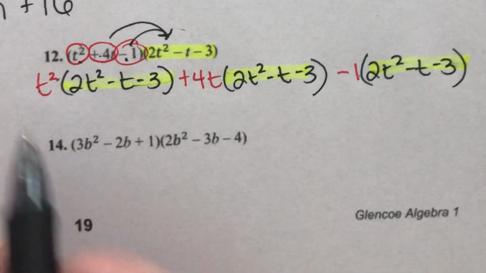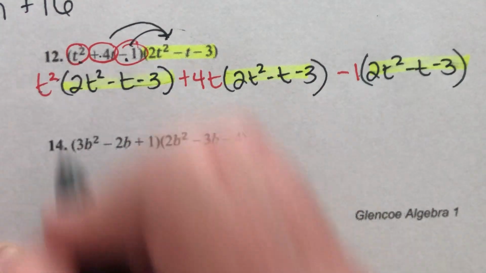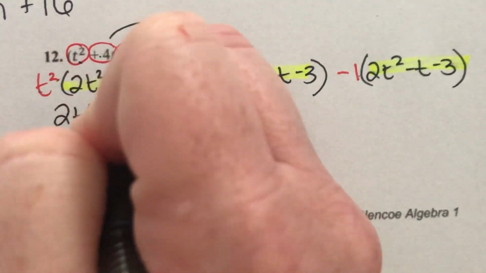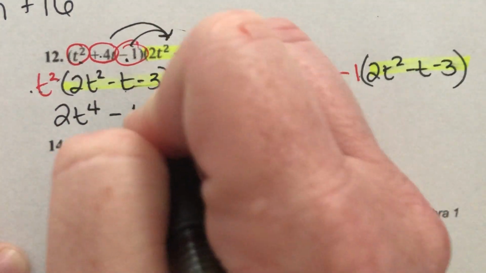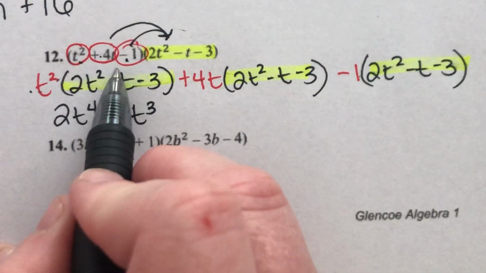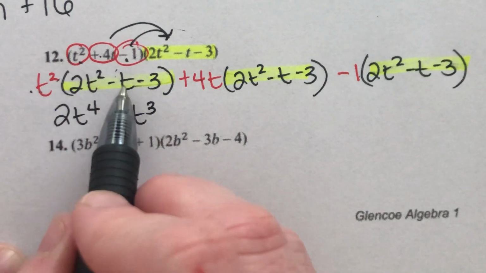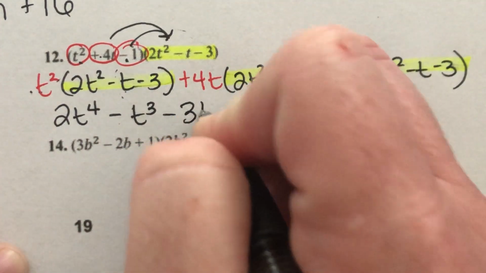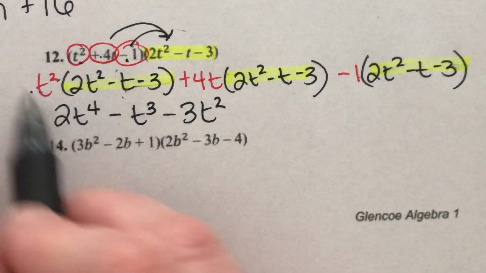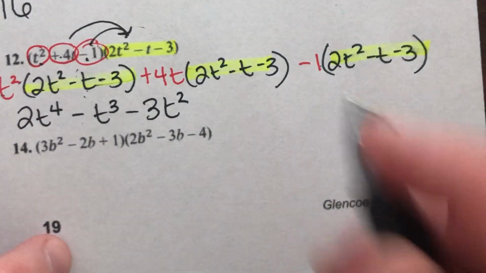All right, then I want to start simplifying. So t squared times 2t squared is 2t to the 4th. T squared times negative t is negative t to the 3rd. Right, this is like a negative 1, so it goes in front. T squared times negative 3 is negative 3t squared. Okay, that's that whole first thing. I'm going to run out of room here real quick.